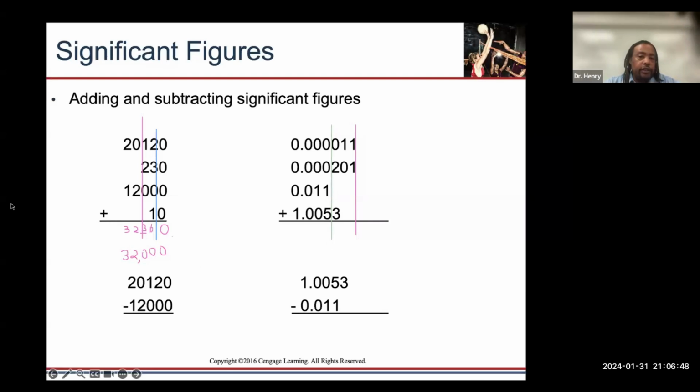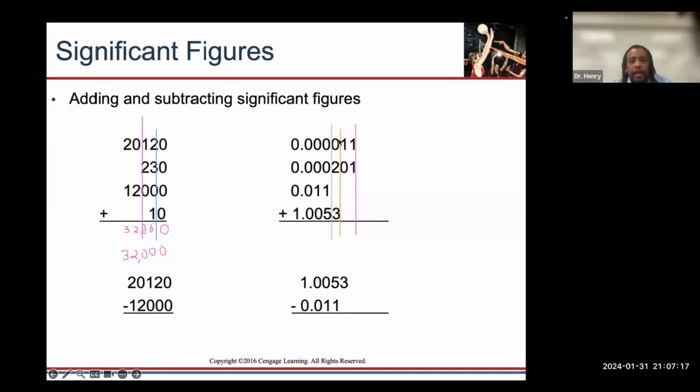The next one is going to be following there. And then the last one is going to be right here. Okay, so now that we know where our sig figs are, so for the first one, it's the pink line.